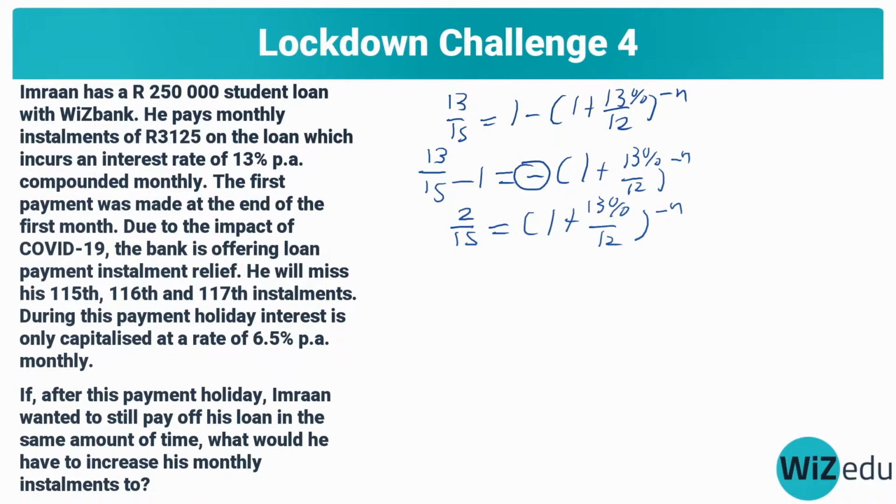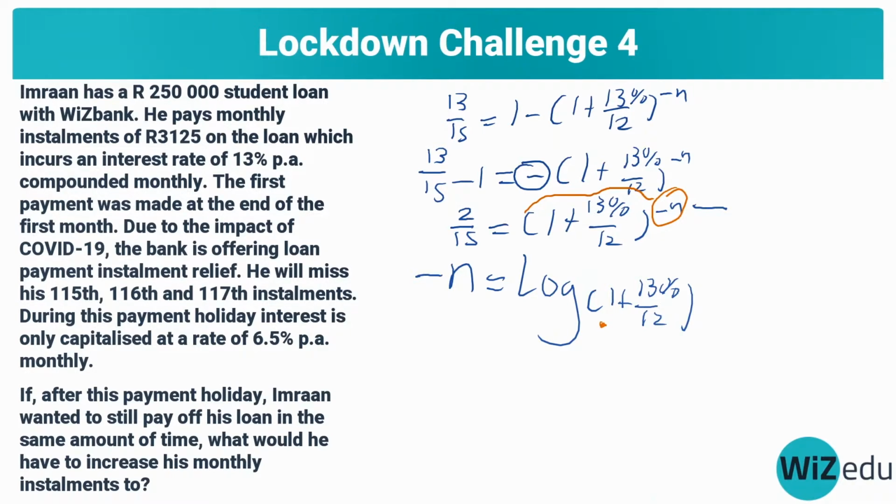And now we're solving for n, but it's in our exponent. So we're going to have to make use of our log laws to solve for n. So negative n is going to be equal to log, and base is 1 plus 13% over 12, because over here, the 1 plus 13% over 12 is our base, and n is the exponent. So when you're using log, your base remains the base, and this here is going to be the left-hand side, which is 2 over 15.